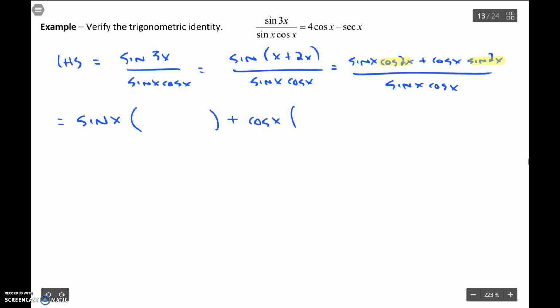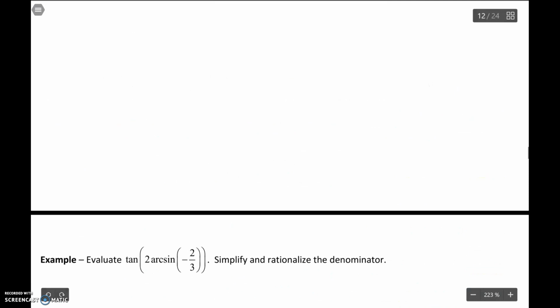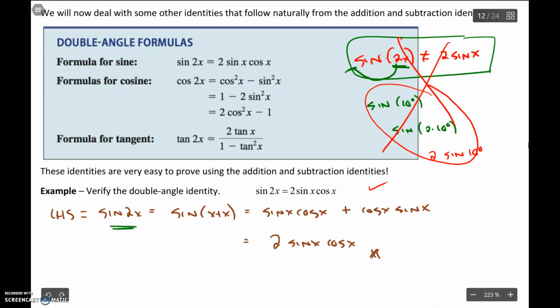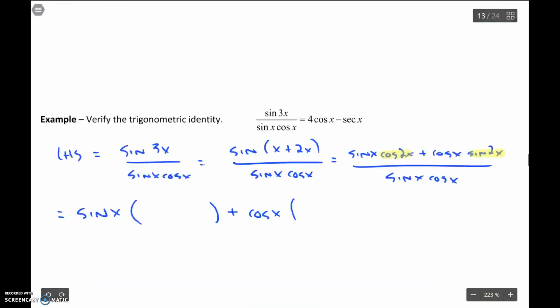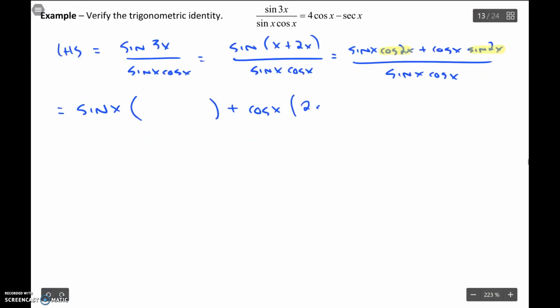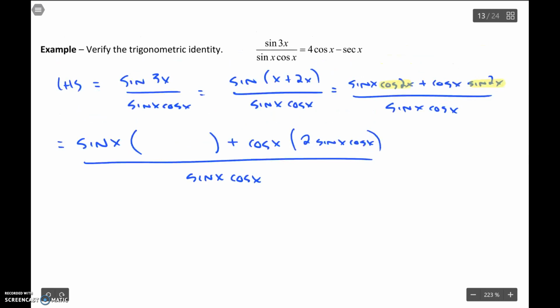For this I don't really have a choice. I got to use the sine of 2x. Sine of 2x is 2 sine x cosine x. So 2 sine x cosine x all over sine x cosine x. Alright, so let's see if we can look ahead here a little bit and try to figure out which is the best one of the three to choose for that one. Here I'm going to get a 2 sine cosine squared.